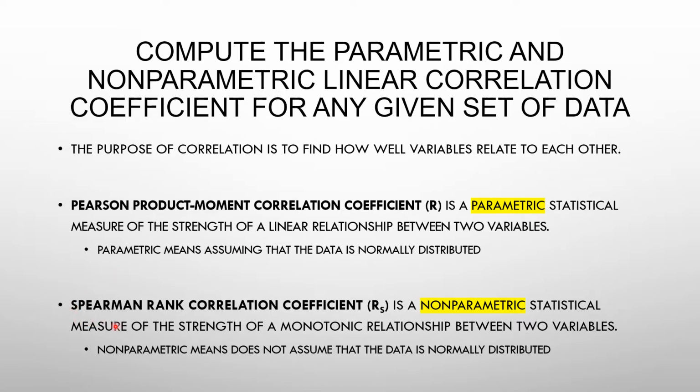The next one that we'll learn is called the Spearman rank correlation coefficient. In short, we can call it either Spearman correlation or rank correlation. The symbol is R subscript S. It can be a small r or capital R, it doesn't matter. It is a non-parametric test, which means that it does not assume the data on the x-axis to be normally distributed, neither does it assume the data on the y-axis to be normally distributed.